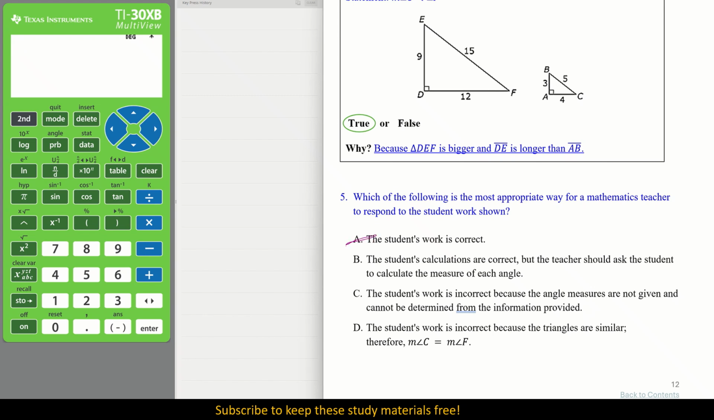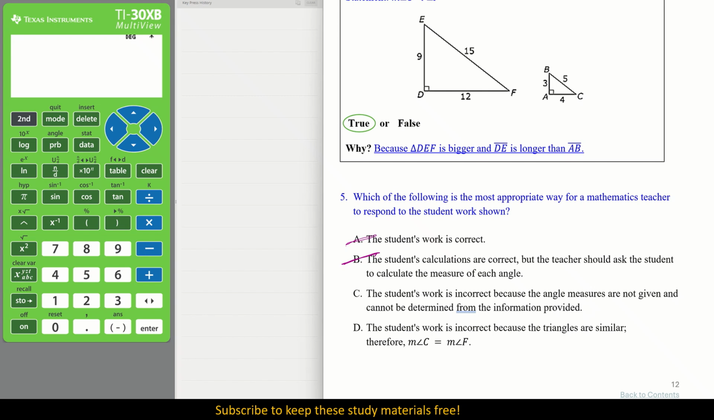Okay, B. The student's calculations are correct, but the teacher should ask the student to calculate the measure. No, we're not going to be able to do that in this situation unless they just knew the properties, and we probably haven't discussed the properties. Let's see what C says.